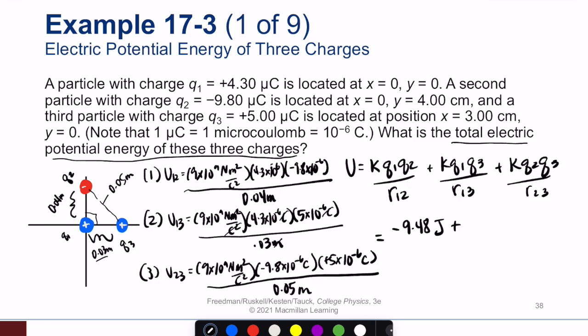The second term is 4.3 times 5. The second term is going to be 6.45 joules positive, because I'm doing 1 times 3, which is a positive times a positive. And then finally, my last term will be negative, and that's going to be negative 8.82 joules. So when I add those together, I'm definitely going to get a negative number. And the number I get is negative 11.85 joules.